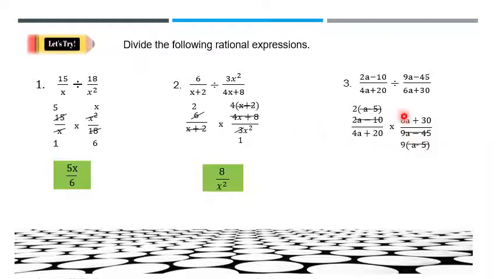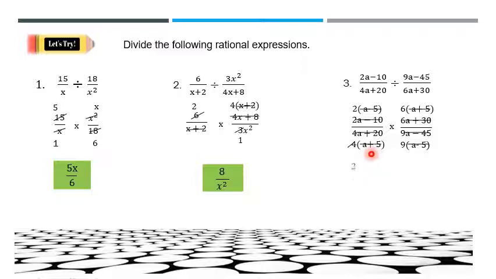Okay, that's it. Then let's go to 6a plus 30, using the common monomial, and also 4a plus 20. Let's do 4a plus 20 first: 4 quantity a plus 5. Then 6a plus 30 is 6 quantity a plus 5. Then cancel out the common factor, a plus 5. That is a GCF.